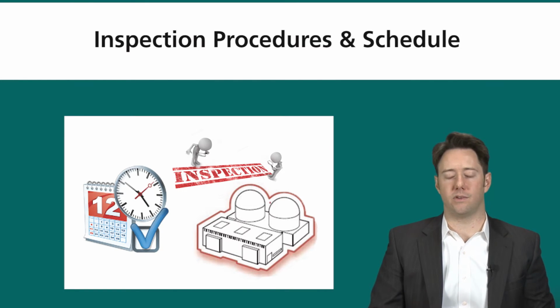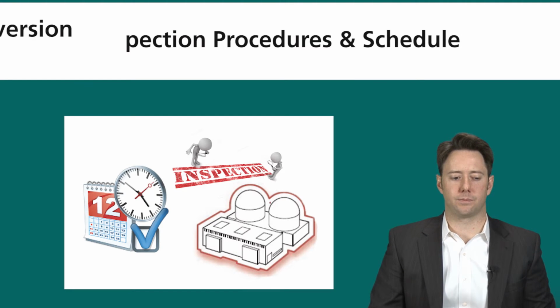If there's an inconsistency found, what's the next step? How do we resolve that? And on what type of schedule do we want to do the nuclear material accountancy verification inspections? What kind of schedule do we want to do the design inspection verifications? All those things need to be addressed and worked out for the application of safeguards.